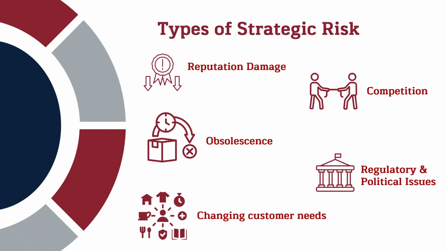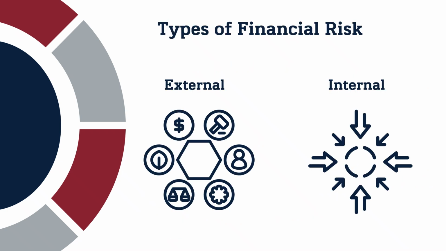Strategic risks include things like reputation damage, competition, obsolescence, regulatory and political issues, and changing customer needs. Many of these things are outside of the business's control, however, the business can take steps to avoid these types of risk. And financial risk. There are both external and internal financial risks, and we'll talk about those in this lesson.